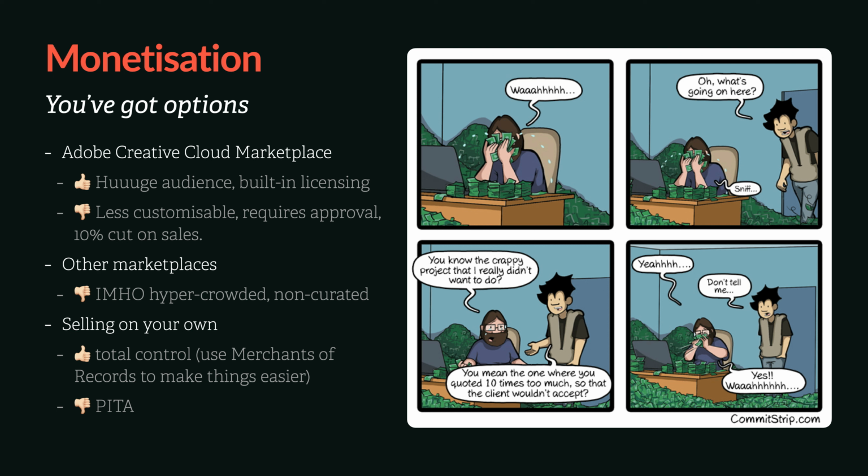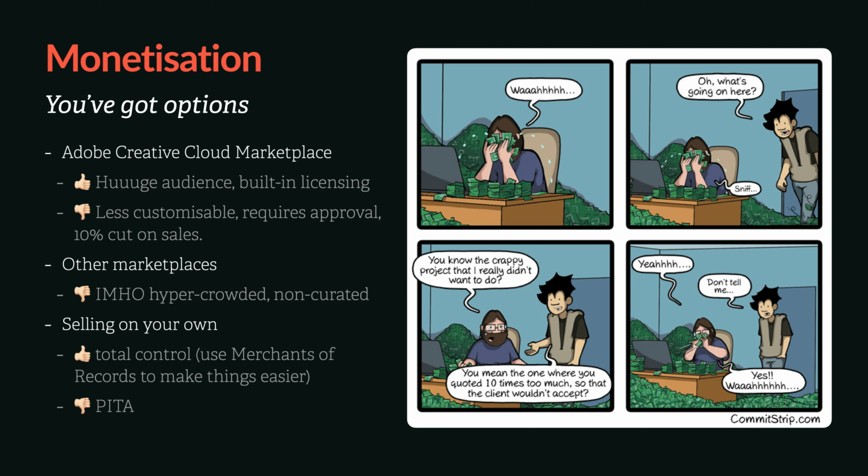FastSpring is the merchant of records that is used by Adobe themselves under the hood of the Creative Cloud Marketplace. Paddle is a great alternative. Gumroad recently has steeply increased their cut on each sale, which has pissed a lot of customers, myself included.